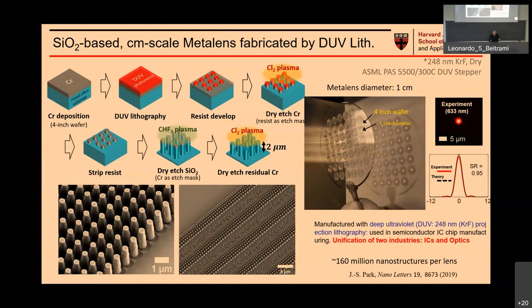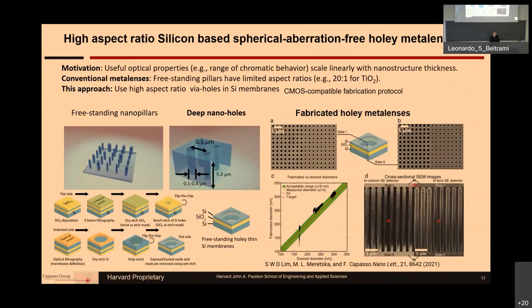So these are lenses that one of my students, John Supar, made with glass, 1 centimeter, and really with a standard technique of IC, which is DUV lithography at the Cornell facility, using 248 nanometer. This is the Krypton line here, and it's a refraction limited lens. This was optimized for the red. There are 160 million nanostructures per lens, and that really convinced a lot of people in actual companies that this stuff is real.